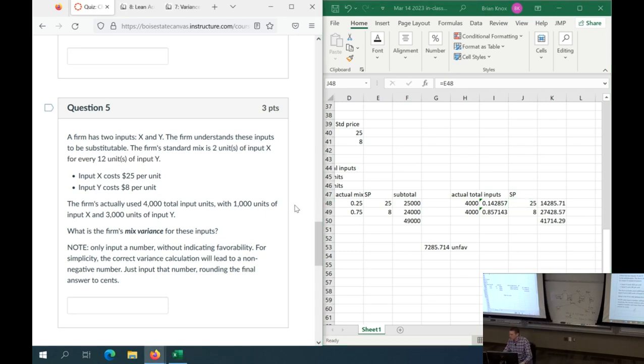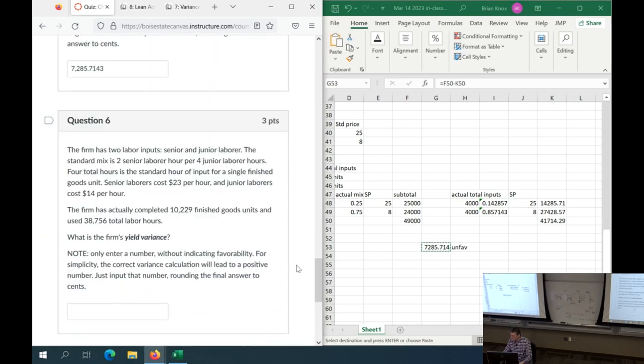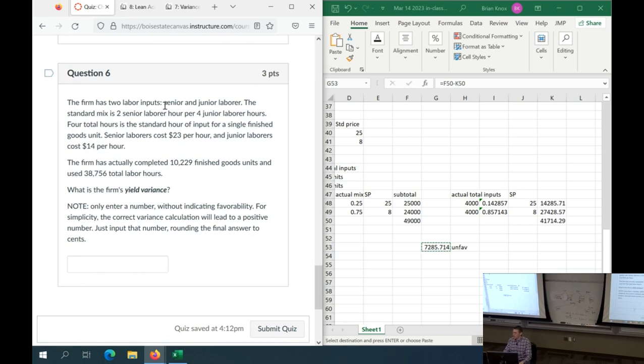All right, let's try and sweep through real quick a yield problem. Yield variance. All right, we have two labor inputs, senior and junior laborer. Standard mix is 2 senior labor hours per 4 junior labor hours. So we have 6 total labor hours. 2 of them, 1/3 of them, that is, 2 over 6, should be senior. 2/3 of them, 4 over 6, should be junior. And we have yield open answer. We have 4 total hours as the standard hours of input for a single finished goods unit. So for every finished goods unit, we should use 4 hours total.